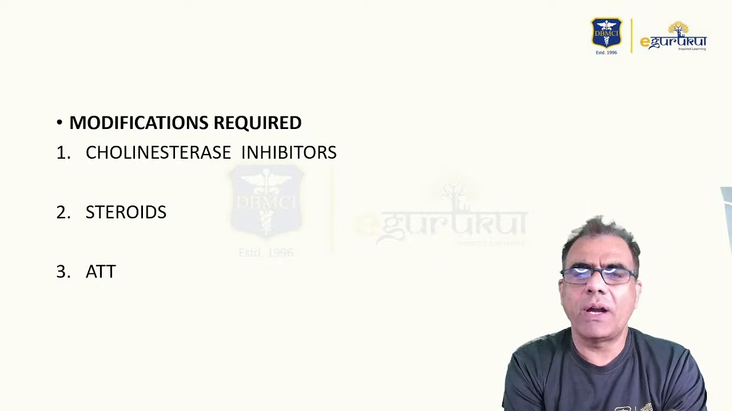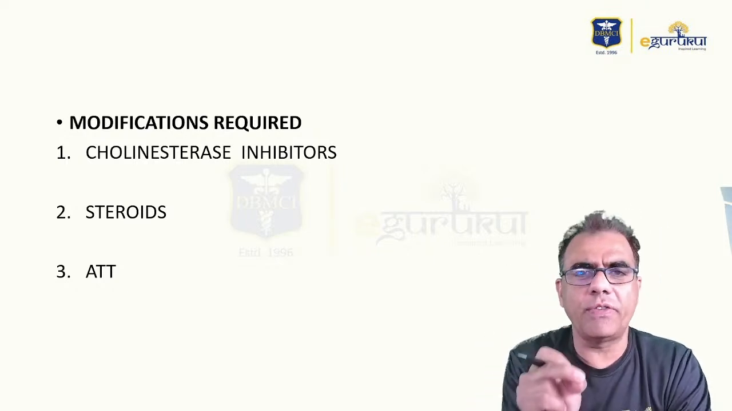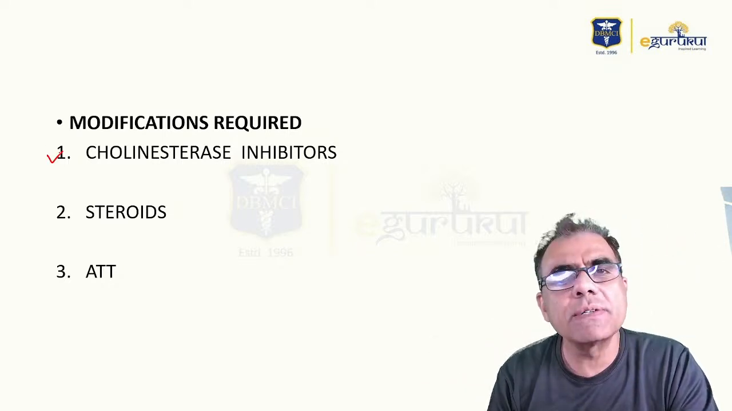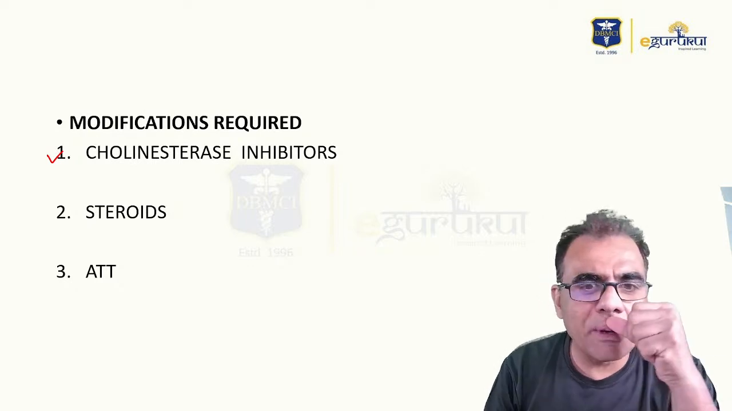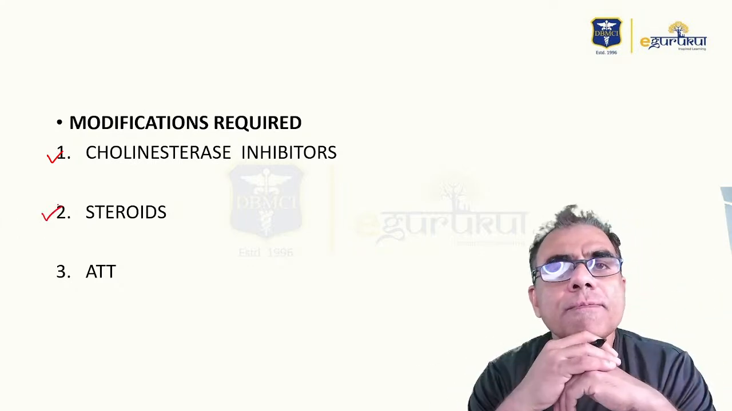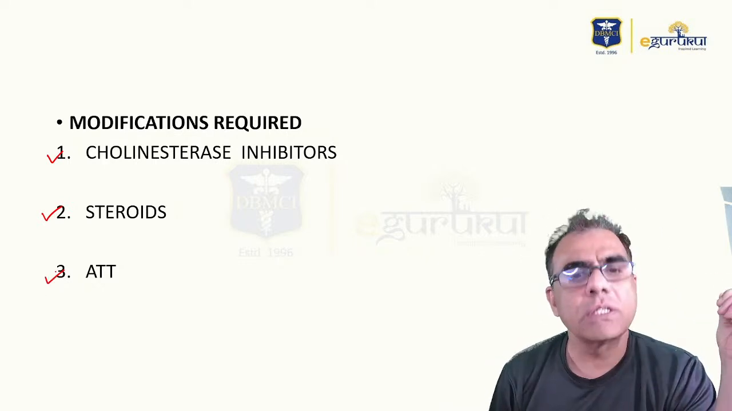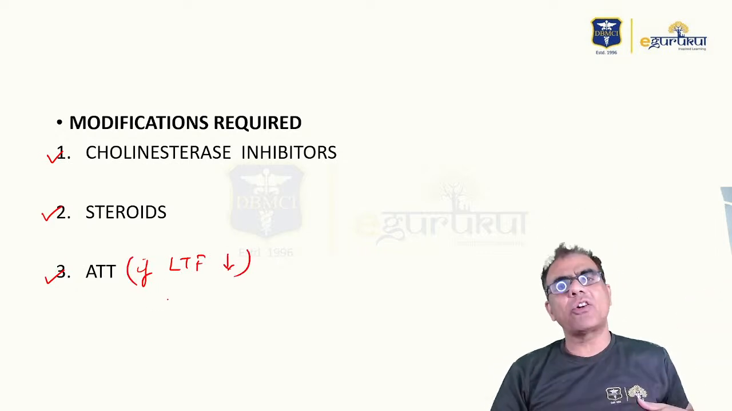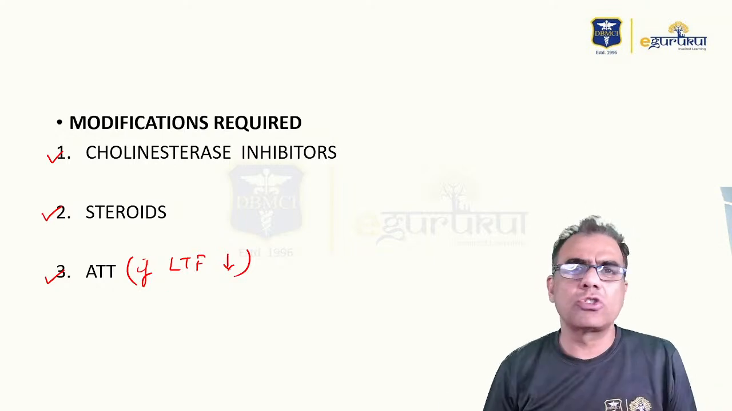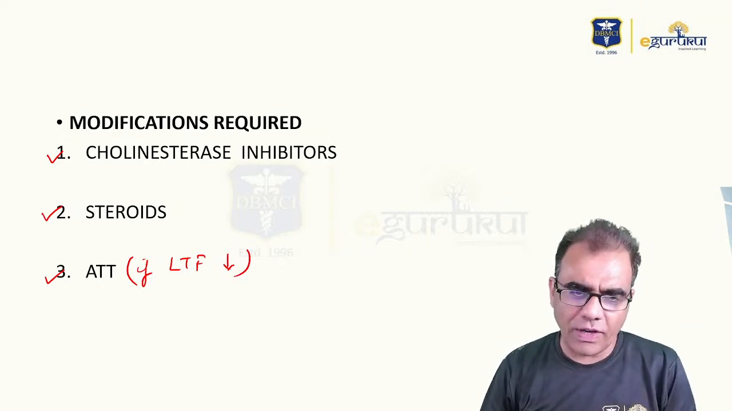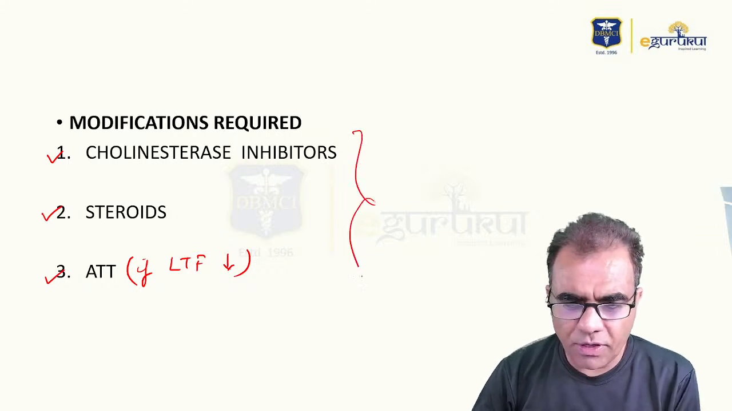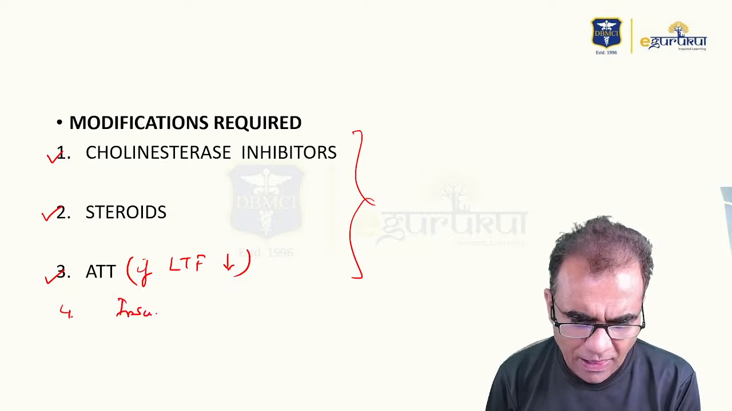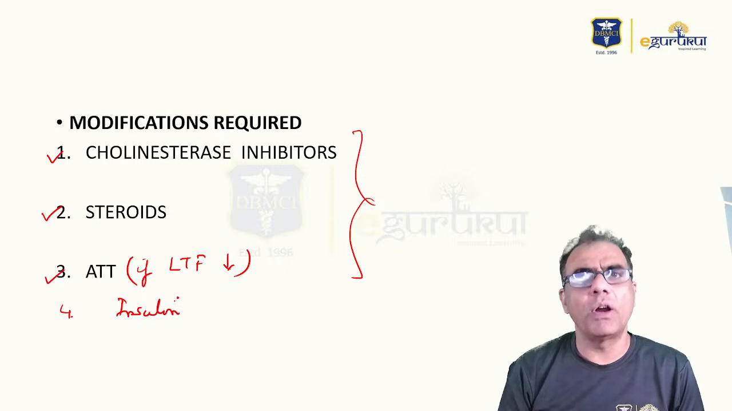Then some modifications are required. Again, for you it is not required to know what modification, but yes, some modifications are required in the dose regimes of cholinesterase inhibitors. Cholinesterase inhibitors means neostigmine, pyridostigmine, or steroids and anti-tubercular drugs. If LFTs are compromised, then we have to do modifications or stop, else we will continue. Fine. So these three groups of drugs need some kind of modifications. And one more you can add here is insulin. Insulin dose regimes also we modify.